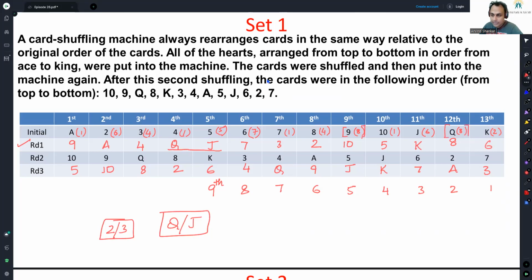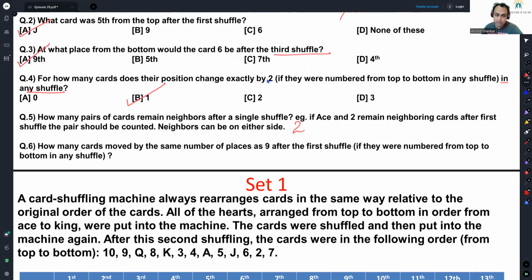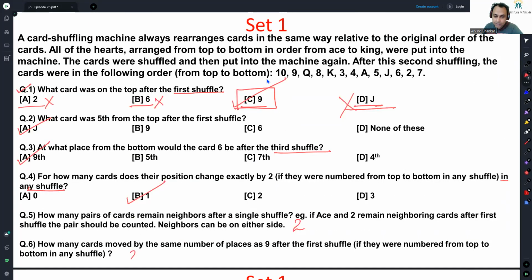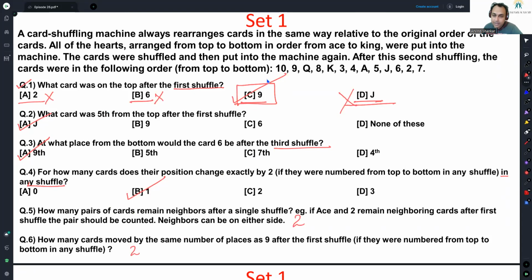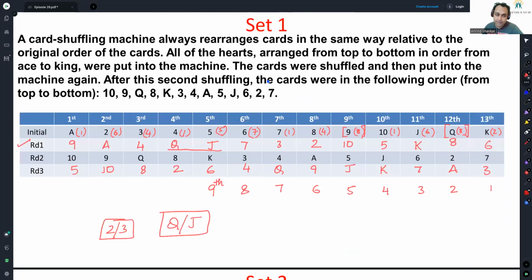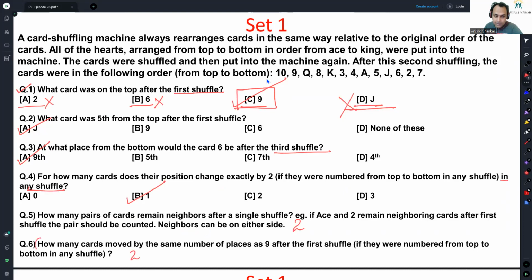The only cards that moved by 8 places were 9 and Q themselves. So answer to the 6th question will be 2. Somebody might argue, why are we counting 9? Because if the question had been, how many other cards moved by the same number of places as 9, then the answer would be 1. But right now, when you're asking how many cards moved by the same number of places as 9 after the first shuffle, answer is 2.